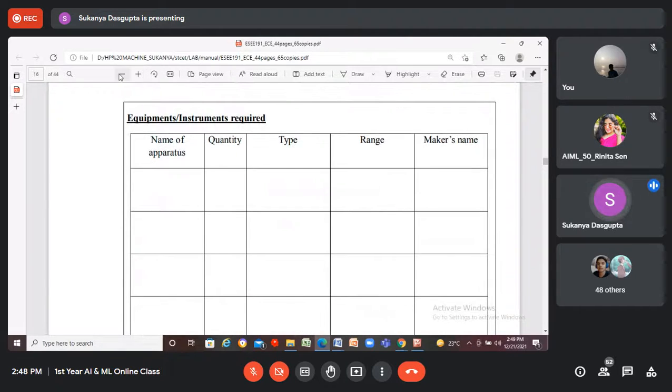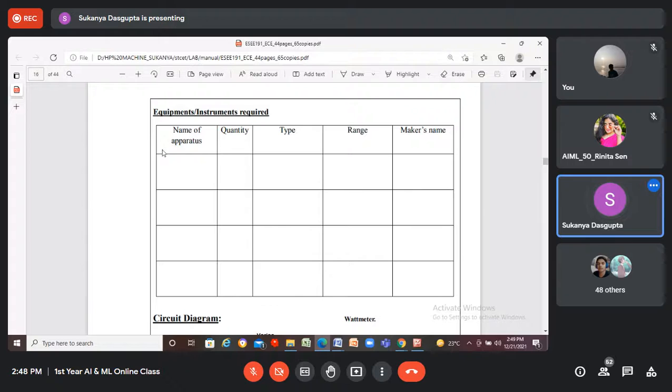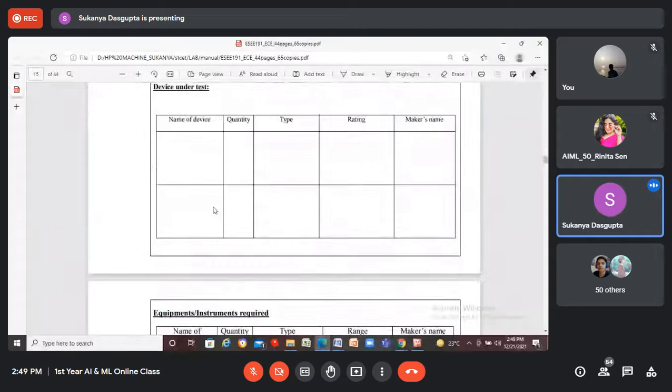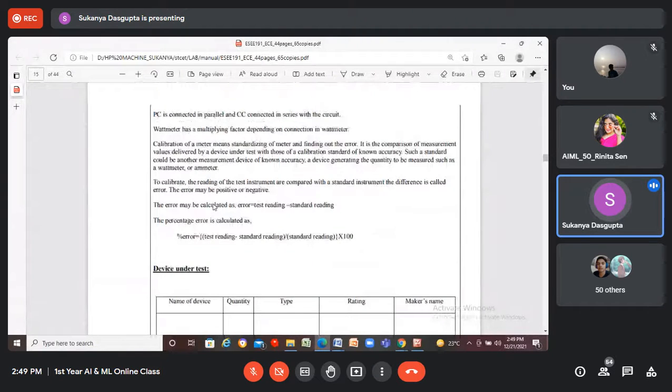And this apparatus table, or equipment required. You will write down the names of the apparatus here in this apparatus table. So first you draw the table in the notebook, and here you will write the specifications and maker's name. These two will be provided by Nitu madam. The names of the items will be obtained from the circuit diagram.